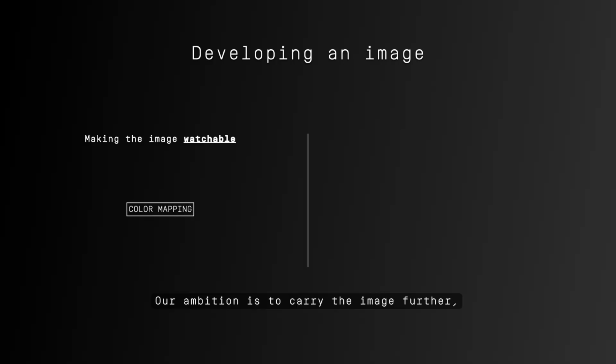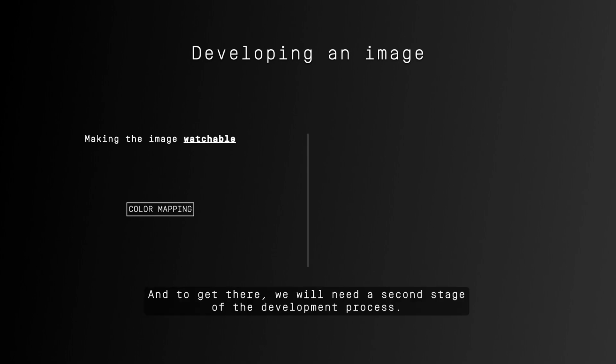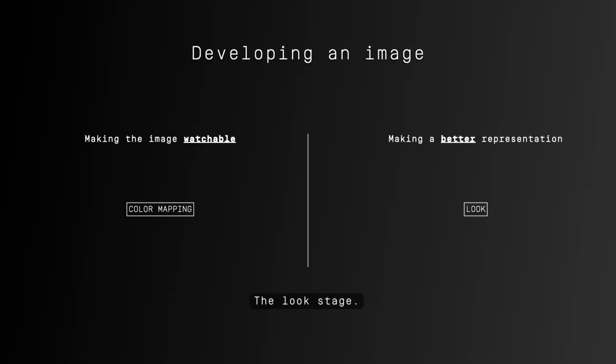Our ambition is to carry the image further, making it beautiful, rich, and meaningful. And to get there, we will need a second stage of the development process, the look stage. The look will permit us to go from a watchable image, an OK image, to a better representation. If color mapping is an objective process, the look must be subjective. It will carry the artistic and visual uniqueness of a given project. Nonetheless, there is a scientific component of this quest of better imaging.